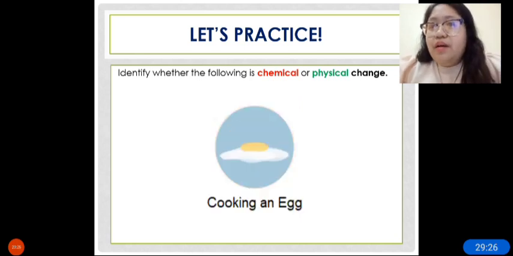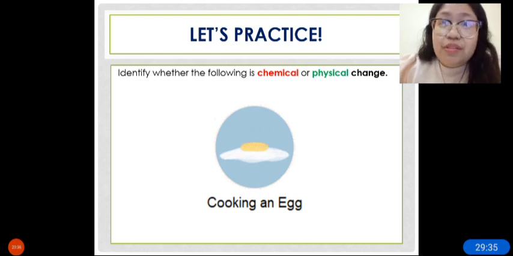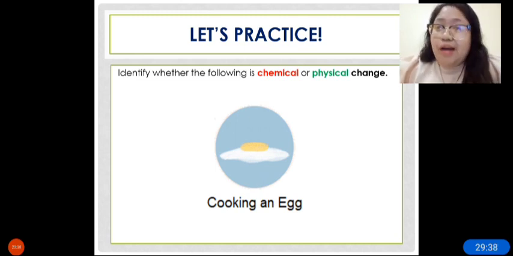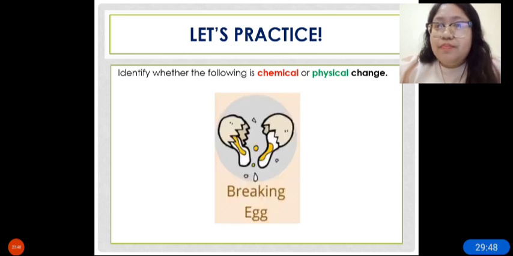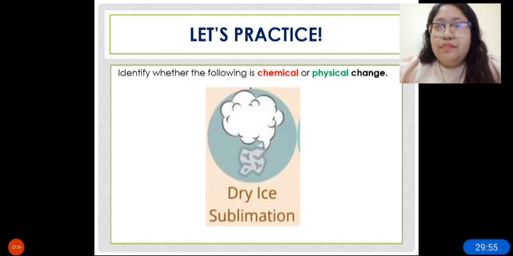Identify whether the following is a chemical or physical change: cooking an egg. I will not give you the answers, but I want you to identify them by yourselves later. How about banana rotting? Is this a chemical change or physical change? How about breaking an egg? Is this a chemical change or physical change? How about dry ice sublimation? Is this a chemical change or physical change?